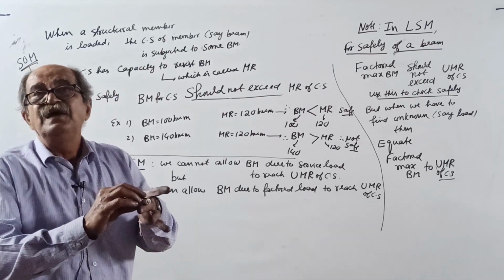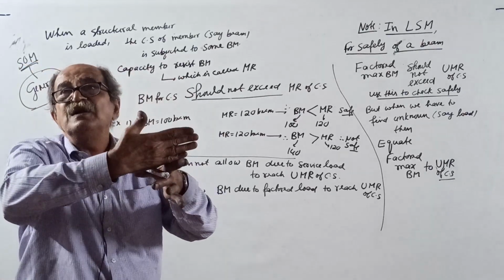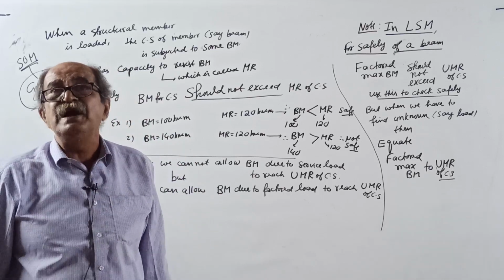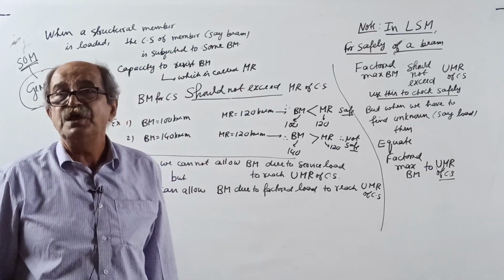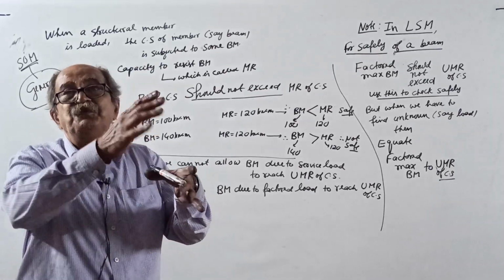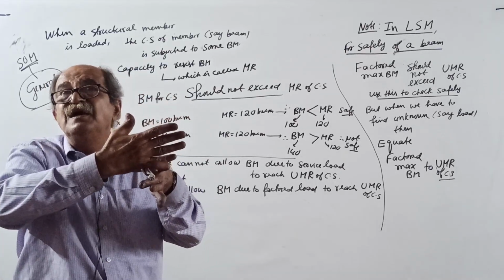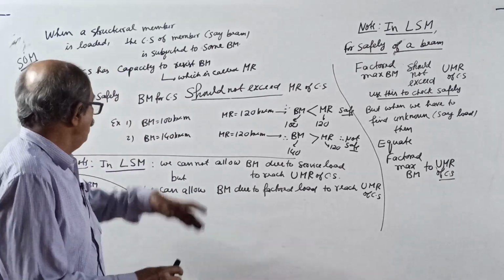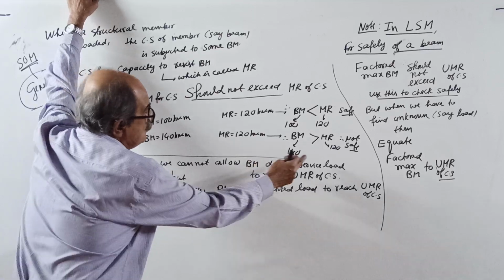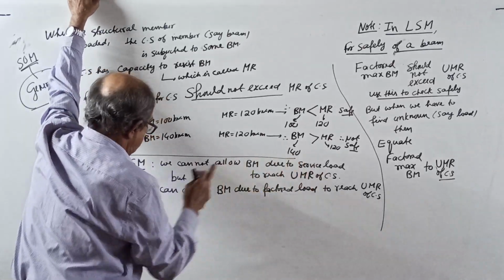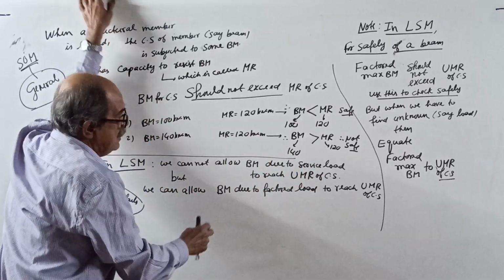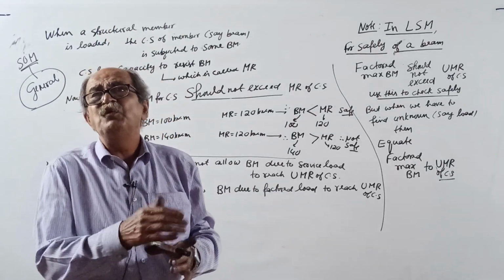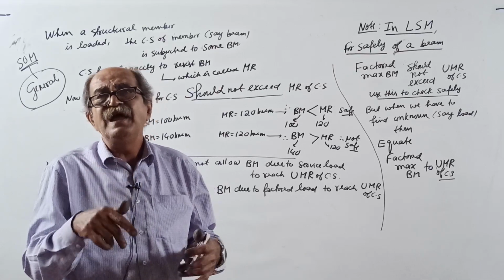Suppose, to understand, you apply a load of 100 kilonewton. Can you allow the bending moment to reach ultimate value? Sir, no sir. Oh yes. So, if you apply 100 kilonewton, let the beam fail at 150 kilonewton. Correct? Therefore, we cannot allow bending moment due to service load to reach ultimate MR. But we can allow bending moment due to factored load to reach ultimate MR. Why? Because you are applying only 100. Beam will fail at 150.